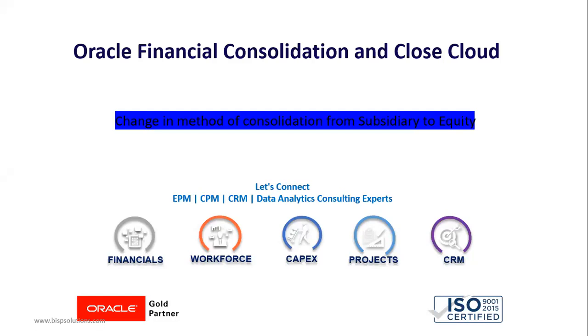So in today's video, we are going to see the case scenario of change in method of consolidation from subsidiary method to equity method. So basically, if the parent or the holding company holds more than 50% shares of subsidiary company, we use subsidiary method of consolidation. But if the parent company holds less than 50% shares in the subsidiary company, we use equity method of consolidation.